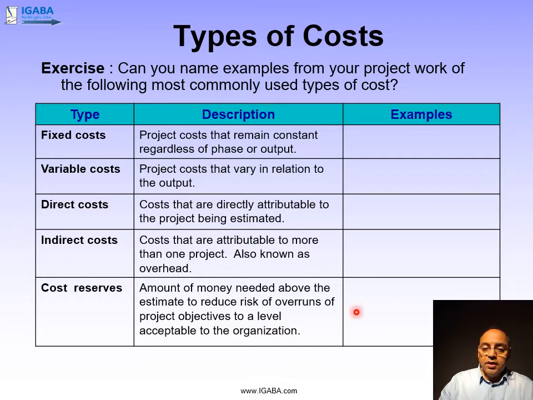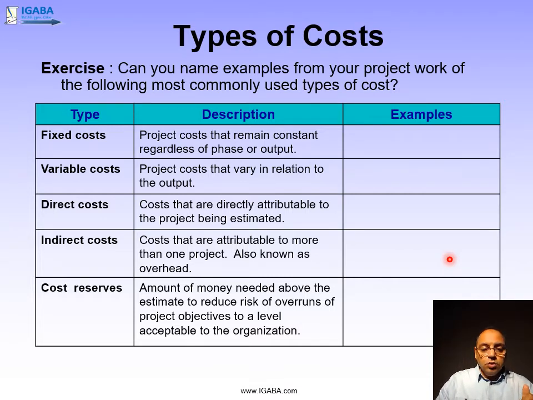For example, you might say the back office overheads in a contracting company. These are indirect costs that will be distributed over the projects that a contractor is executing.